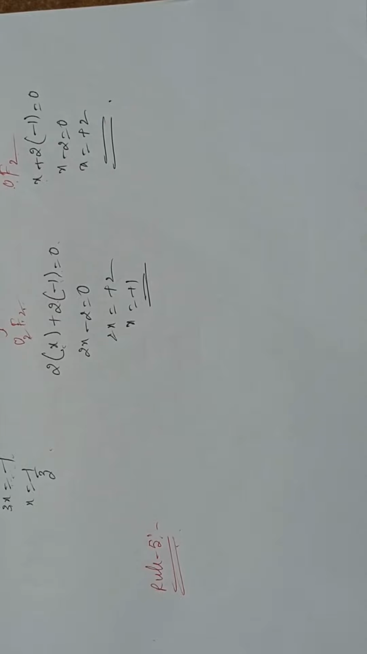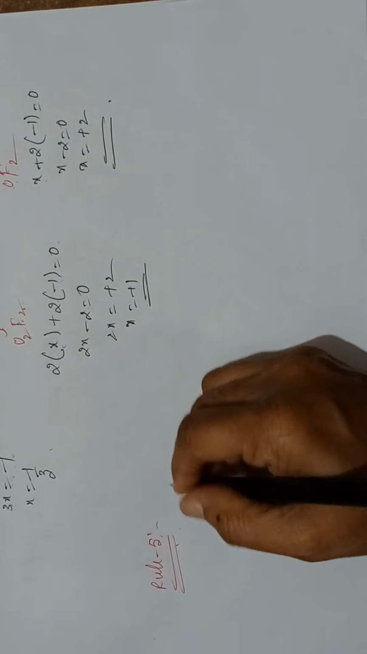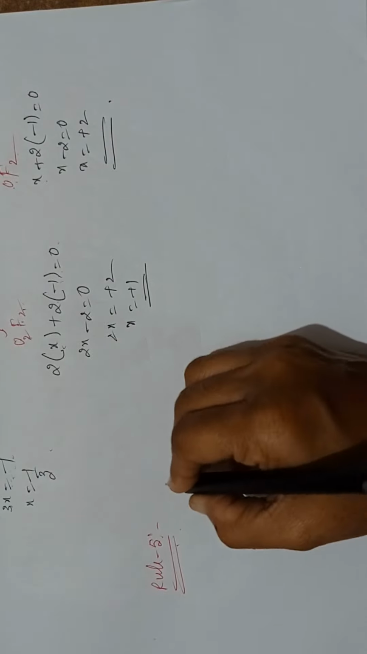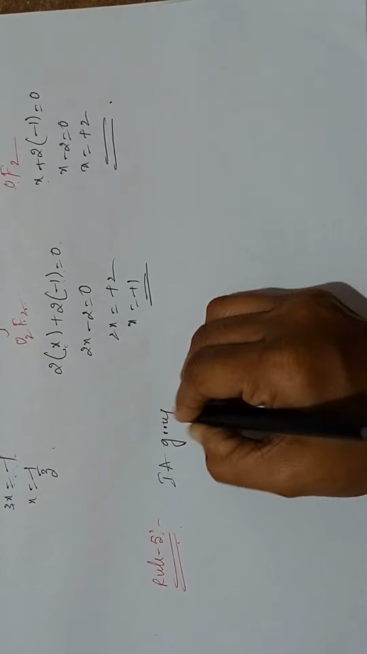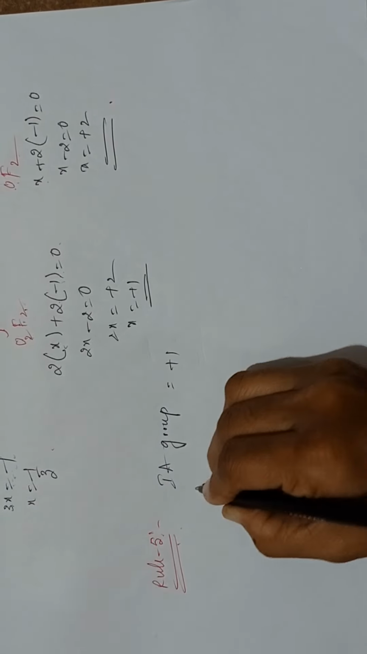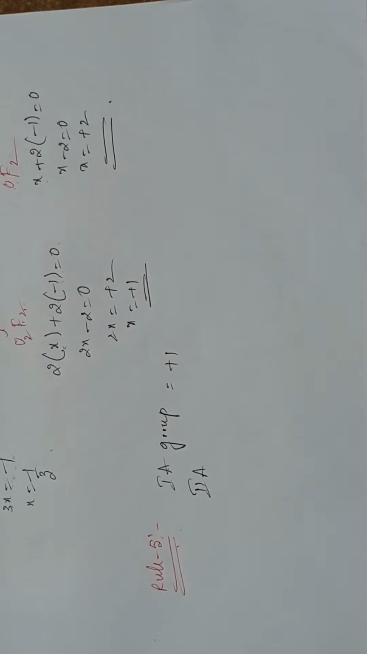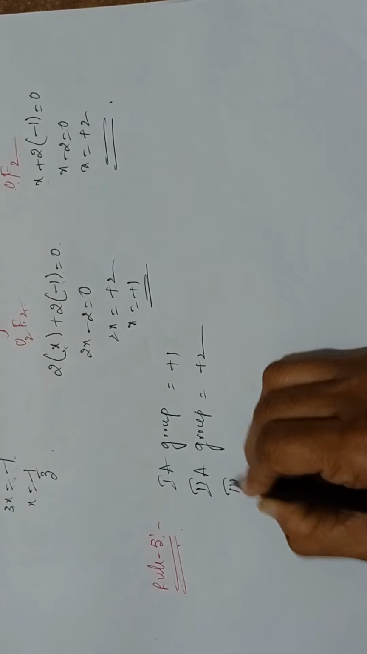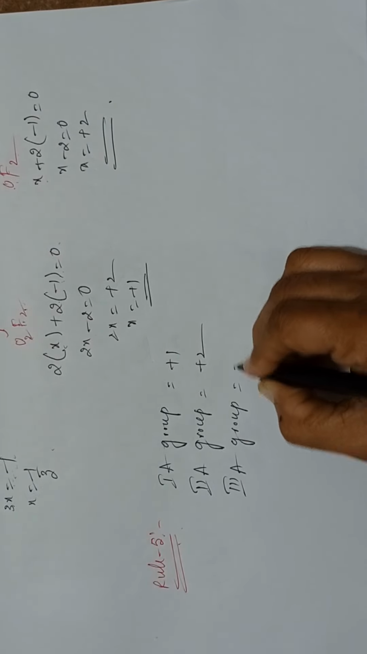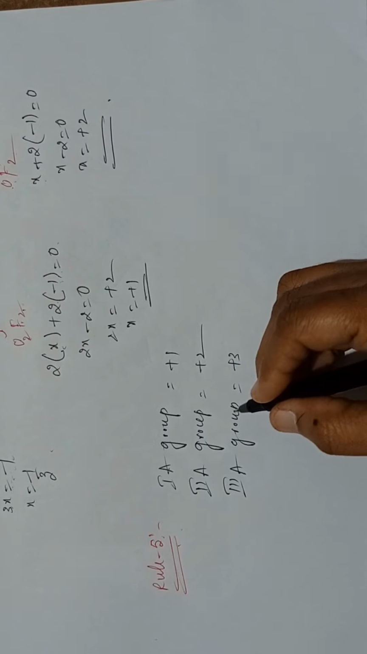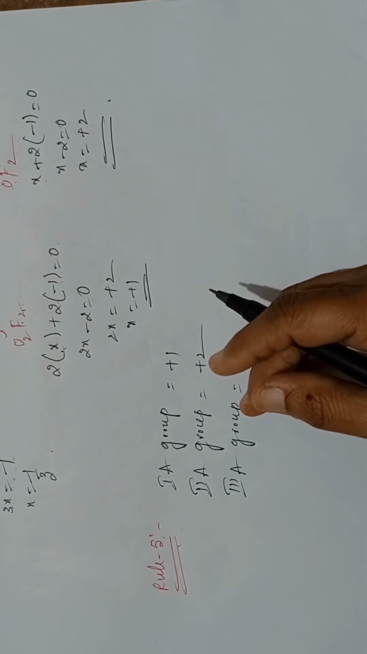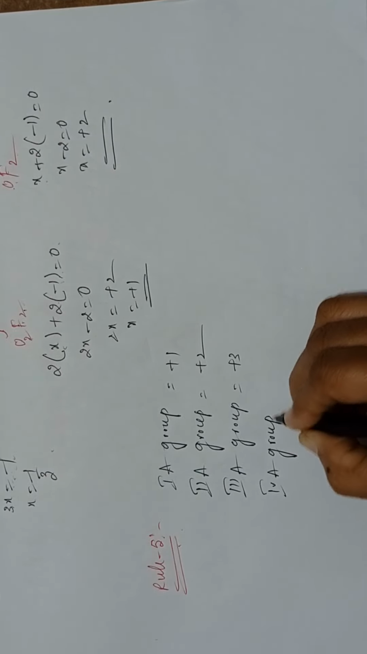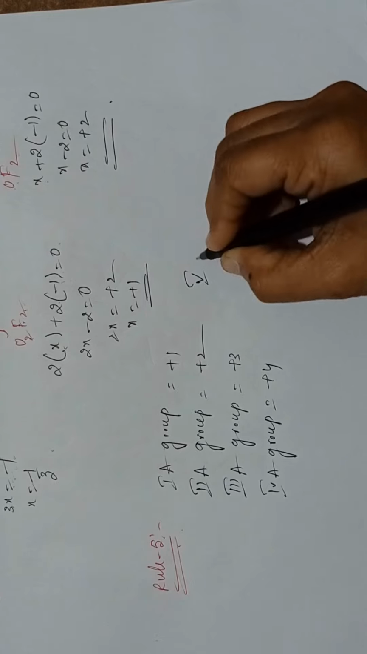Now see, students, first A group elements always show the oxidation number +1. You have to remember first A group elements always show +1 oxidation state. Second A group elements oxidation number is +2, and coming to the third A group, oxidation number is +3. From fourth A group also we can take +4.